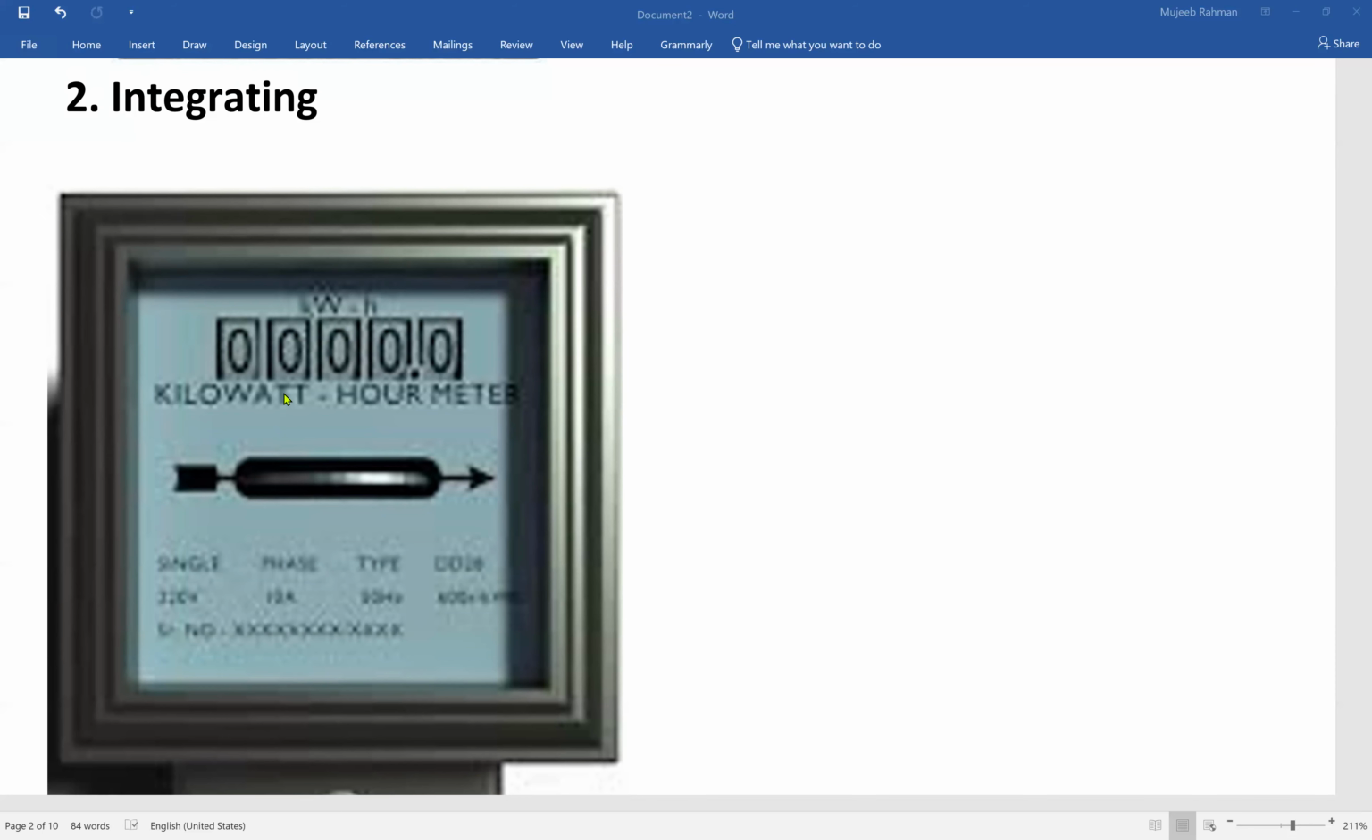This particular instrument is very common for domestic customers as well as industrial customers. In almost all houses we will find this type of instrument, used for the measurement of kilowatt hours, that is, energy measurement.